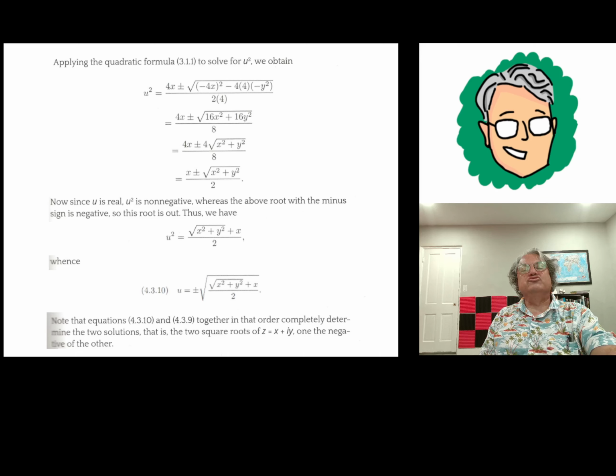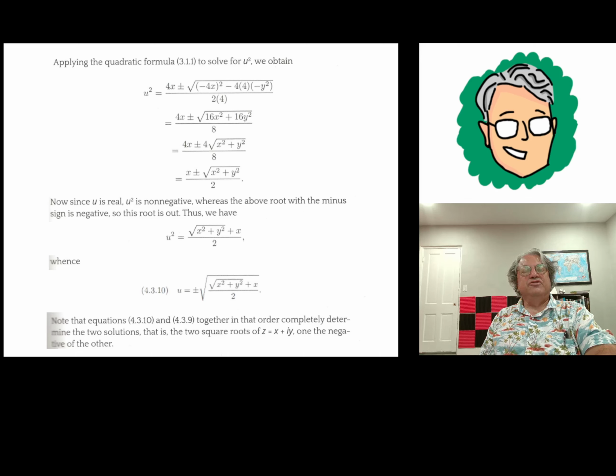We can apply the quadratic formula to solve for u squared. I'm not going to go through all the steps here. But if we do it, we find that u squared equals x plus or minus the square root of x squared plus y squared, all over 2.